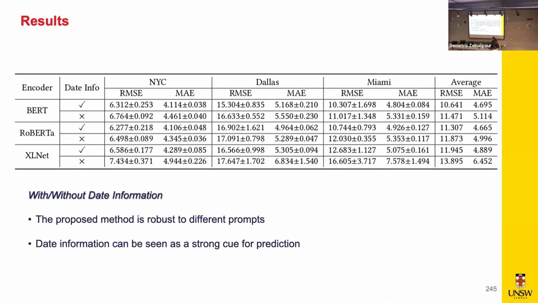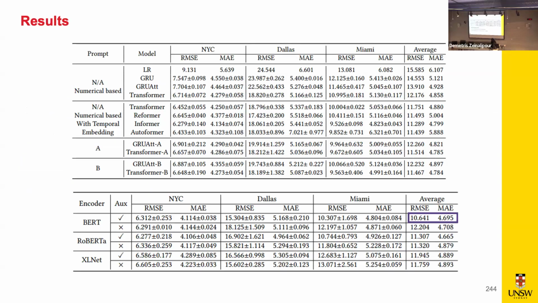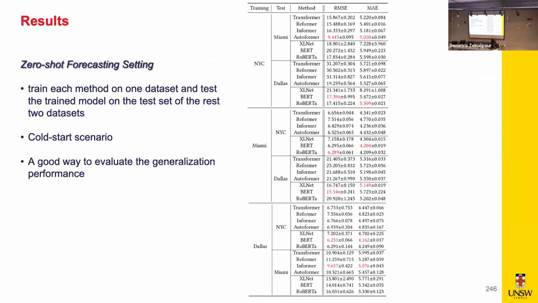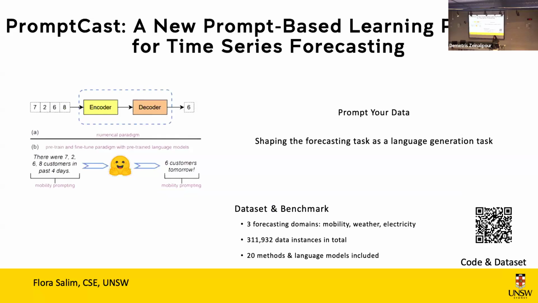And we did a couple of different experiments as well on, what is it? Zero shot. So train on, for example, NYC, test on Miami and Dallas. The model outperformed all the other ones, surprisingly. And because of that, we released Promcast. This is something I'd like you to all try.